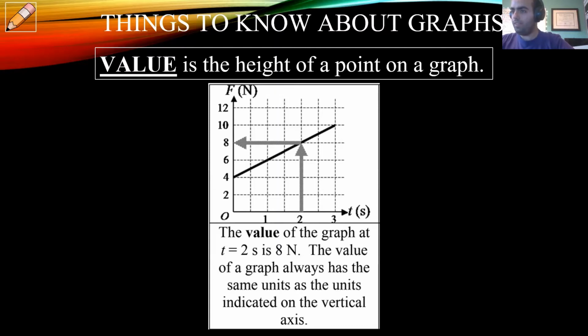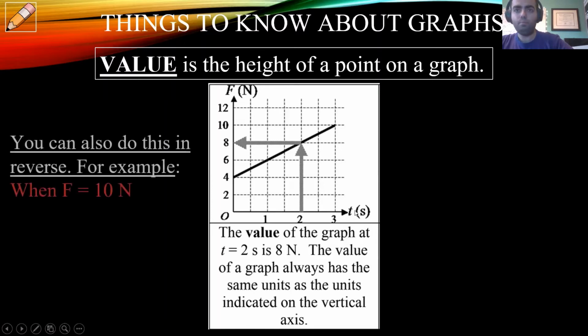One of the things in physics is that the graphs are going to have units on them, and those are going to be important because they affect what the answer is telling you about. You can also do this process in reverse. You could look at t equals 2 seconds. You could find the value of the graph at t equals 2 is 8 newtons.